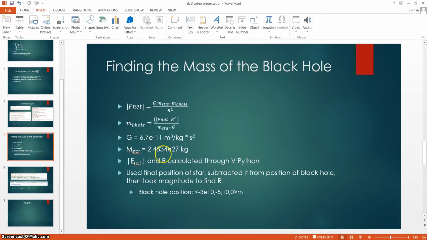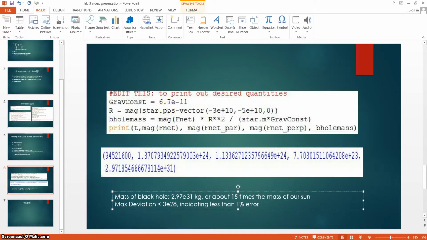To find the mass of the black hole, I took Newton's universal law of gravitation and rearranged it in order to solve for the black hole mass. I knew the value of the gravitational constant and the star's mass. VPython helped me find the radius and the net force. To find the radius, I took the final position of the star, subtracted the position of the black hole, and took the magnitude. Here you can see that I inputted the gravitational constant value, the radius, and the equation used to solve for the black hole's mass. I then used the print function to display the black hole's mass, which turned out to be roughly 2.97 times 10^31 kilograms, about 15 times our sun's mass.